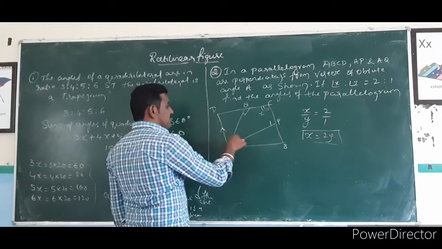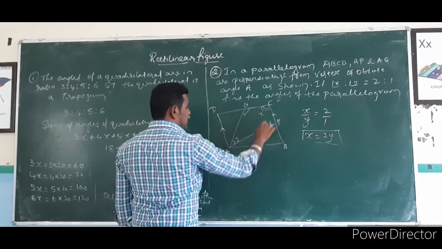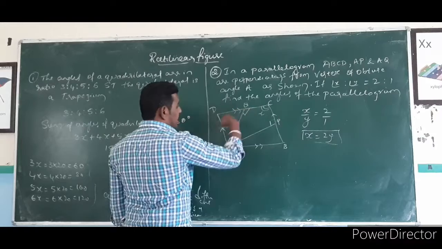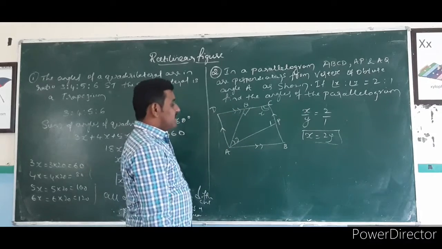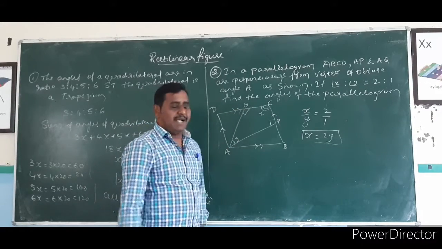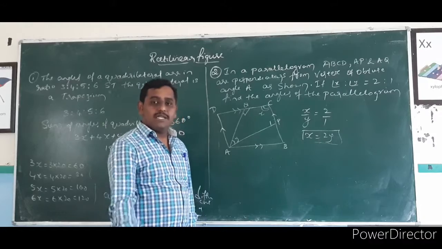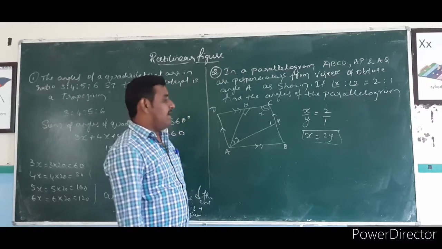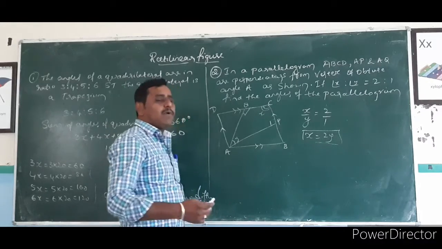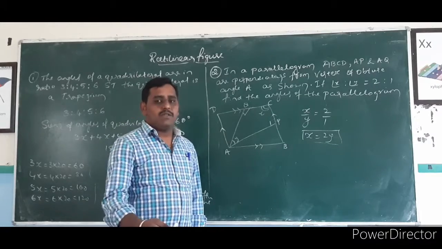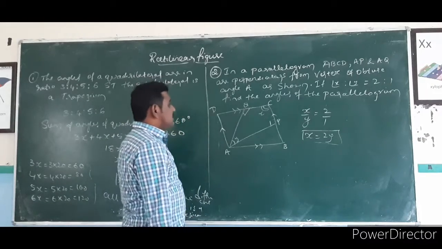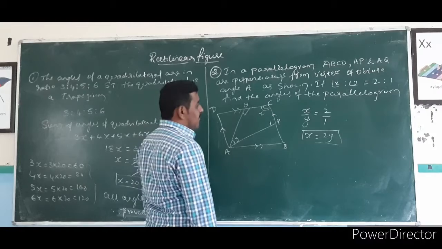ABCD is a parallelogram means what? Opposite sides AB are equal and parallel. So opposite angles are equal. Consecutive angles of a parallelogram have a sum equal to 180 degrees. So we are using that information to solve the problem. So here first I am going to solve the problem.